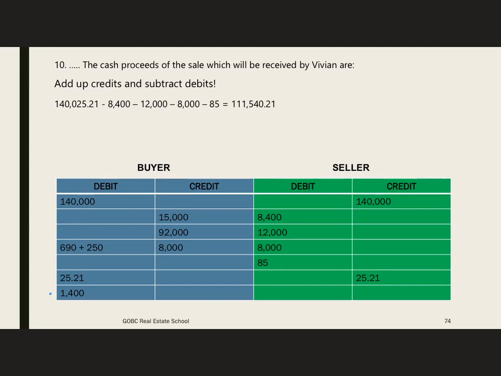So you add up all the credits. We're doing cash proceeds of the sale. So pay attention here. So we're going to add up all the credits, so 140,000 plus $25.21, and then you subtract all of these debits. So minus the 8,400, minus the 12,000, minus the 8,000, and minus the 85, and you get $111,540.21 for the cash proceeds.